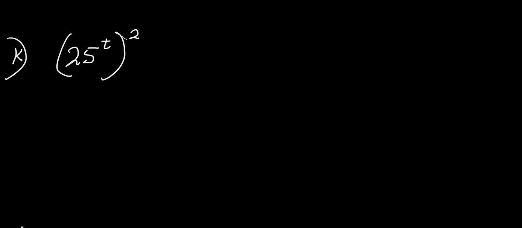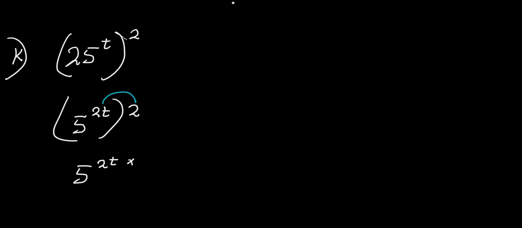All right, so question K, we have 25 exponent t in parentheses, exponent 2. So first is to change 25 to 5 exponent 2. So this will become 5 exponent 2t in parentheses, exponent 2. So next is to use this to multiply this, and that's going to give us 2t times 2. So 5 exponent 2t times 2. So this is going to give us 5 exponent 4t. So this is the final answer to this question.